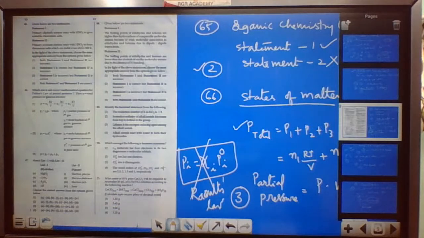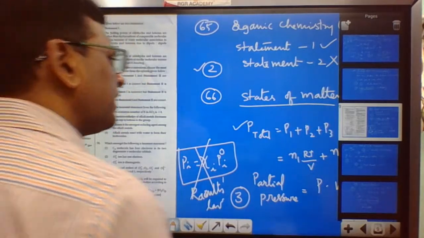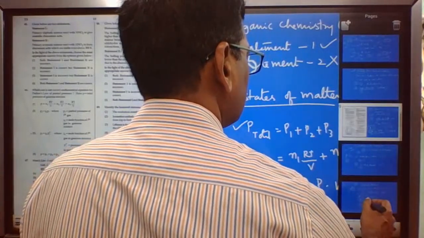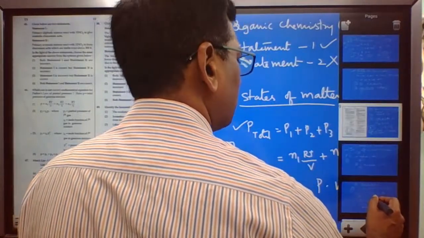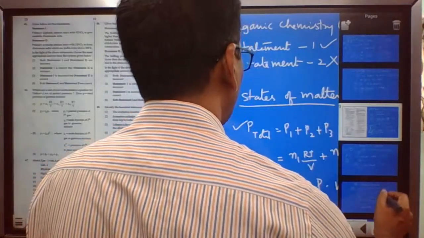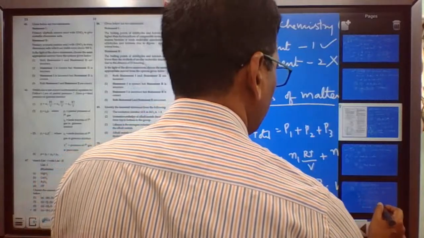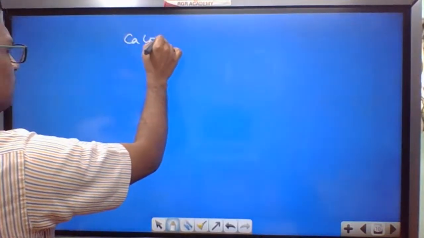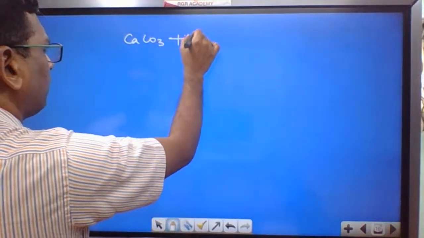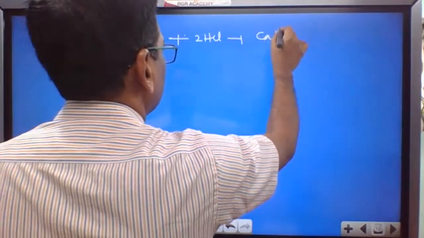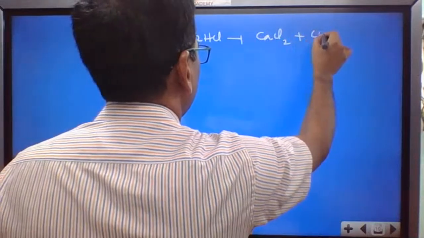Next, this is an interesting question. This is a little bit tough question for the average or above average students. For intelligent students, it's okay. The problem is only for the average and above average students. They also feel it is difficult because it looks a bit difficult.